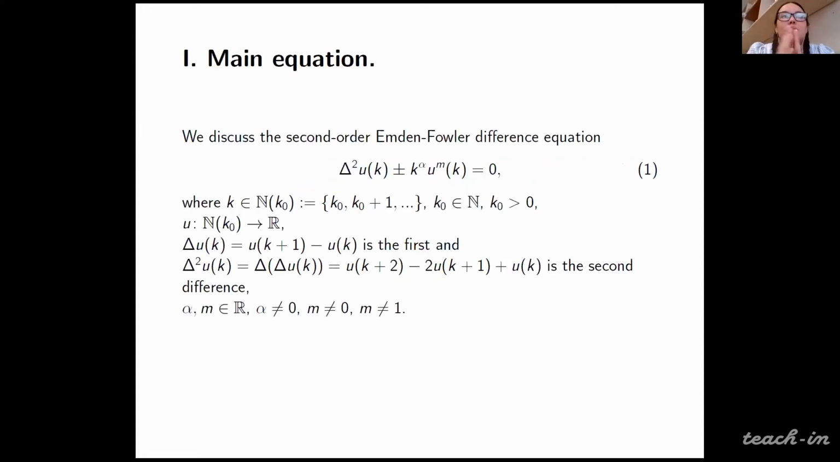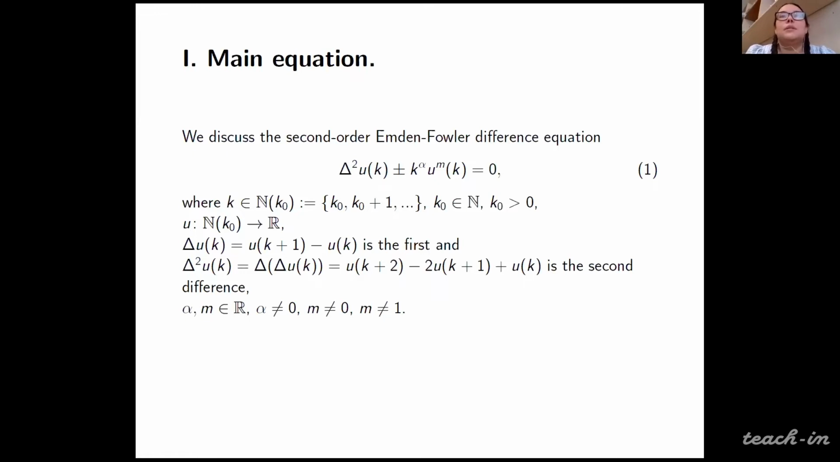Here we are going to present our results, and we will discuss the second order Emden-Fowler difference equation given in the form of 1, where k is a set of natural numbers. Delta is the first difference, defined by the following formula: u from k plus 1 minus u from k. Delta squared is the second difference, the difference of the first difference, and it can also be given by the following formula. Here we discuss only the case where alpha and n are real numbers, such that alpha is not equal to 0, m is not equal to 0, and not equal to 1.